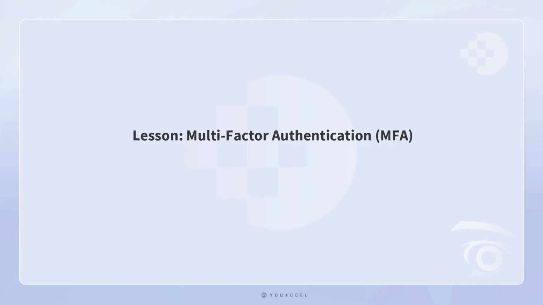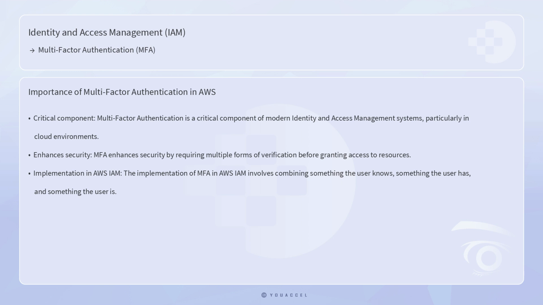Lesson: Multi-Factor Authentication. Multi-factor authentication is a critical component of modern identity and access management systems, particularly in cloud environments such as Amazon Web Services. MFA enhances security by requiring multiple forms of verification before granting access to resources, thus significantly reducing the risk of unauthorized access and potential security breaches. The implementation of MFA in AWS IAM involves combining something the user knows, something the user has, and something the user is, creating a layered defense strategy.